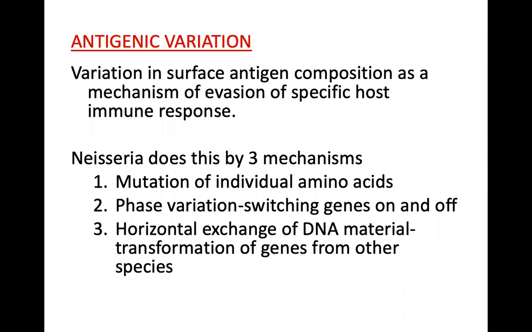So what is antigenic variation? It's variation in surface antigen composition as a mechanism of evasion of specific host immune responses. So Neisseria does this by variants, turning genes on and off, and horizontal exchange, transformation of genes from other species.